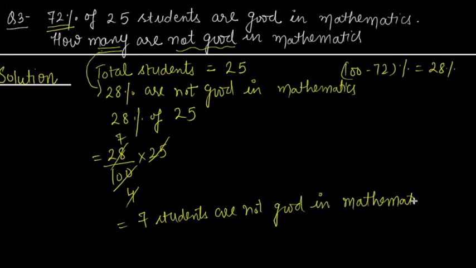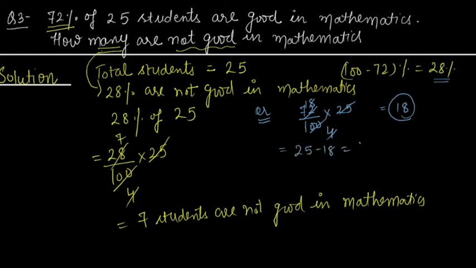Right? So this was one way of doing this question, where we first calculated the percentage and then converted it into the number. Another way, we can calculate 72% of 25, this gives you how much? 18, right? And from the total, if I subtract these students, 25 minus 18 will also give you 7 students. So this question can be done in both ways. This is an alternative method.